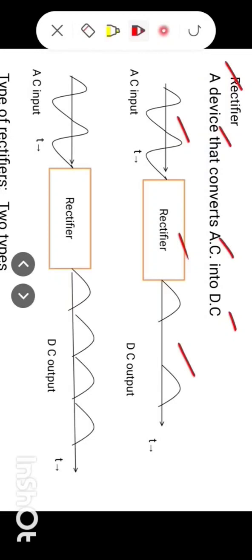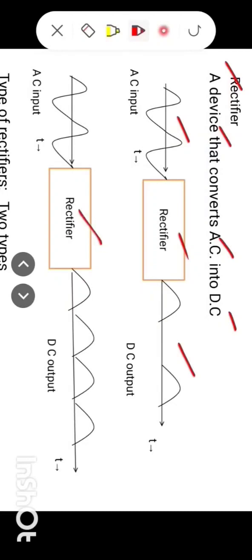This type of rectifier, we call it a half wave rectifier because positive halves are present at the output. Negative halves are absent. So we say it is a half wave rectifier because we get half wave at the output side.